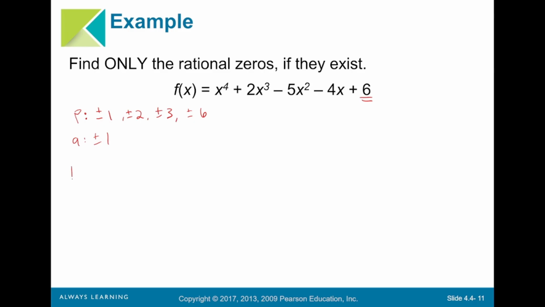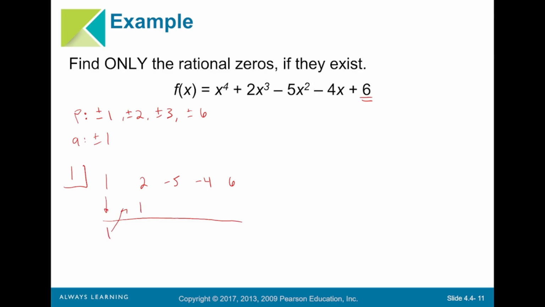So starting with 1 as a natural first place, let's do our synthetic division. 1, 2, negative 5, negative 4, and 6. Perfect. Now we give ourselves some space, draw a bar, and we drop the 1 to start.